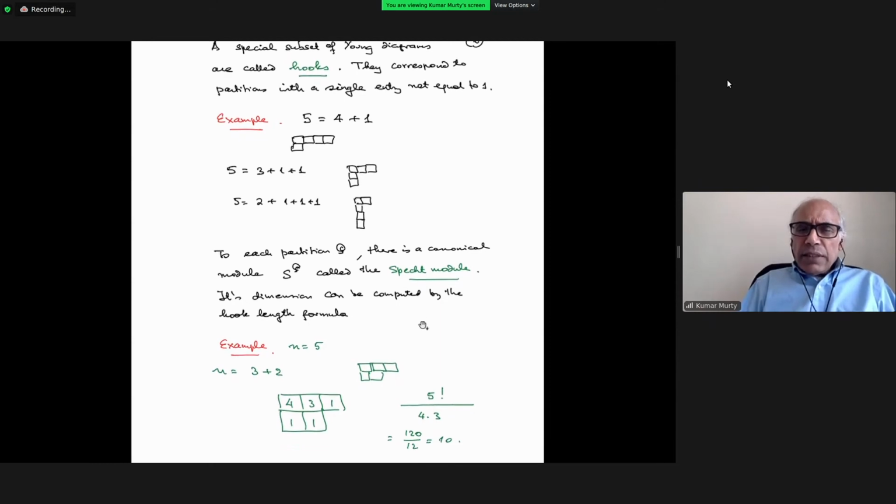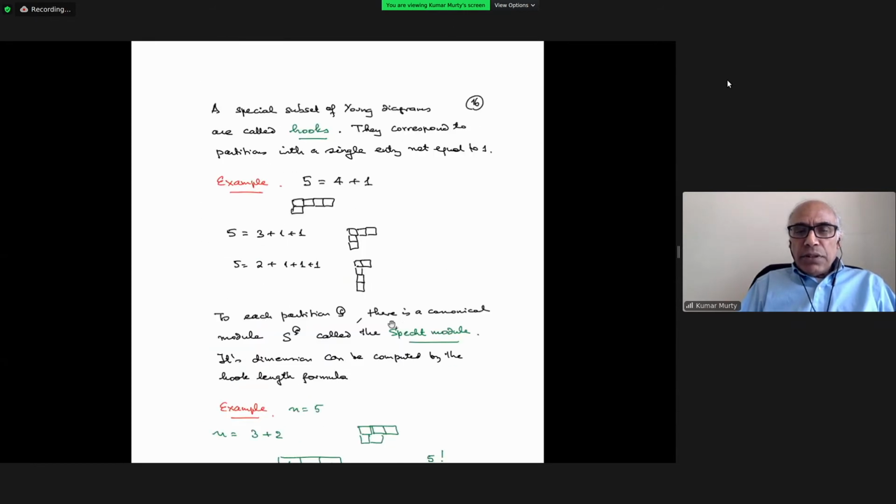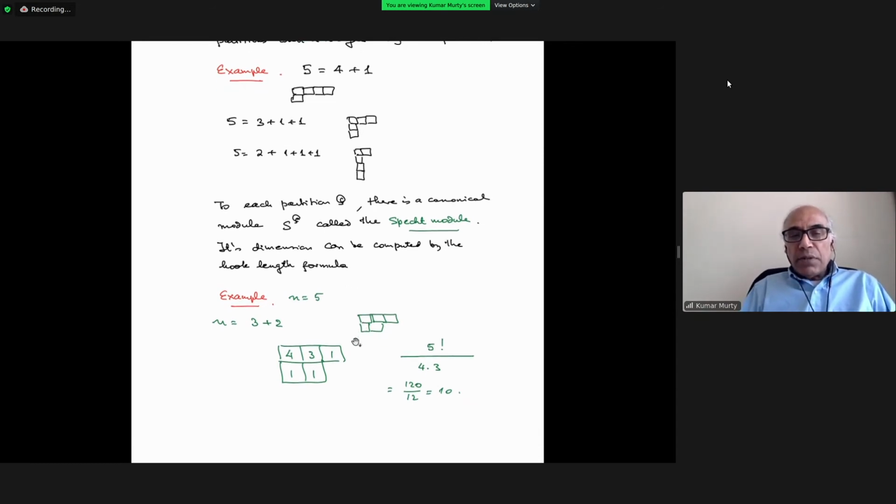So I told you that partitions, conjugacy classes, and irreducible representations are in one-to-one correspondence. So to each partition, there is a canonical representation space for Sn. It's called the Specht module, which I'll write as Sp. Its dimension can be computed by the so-called hook length formula. Let's look at this example of 5, with the partition 3 plus 2. So there are 3 blocks and 2 blocks.